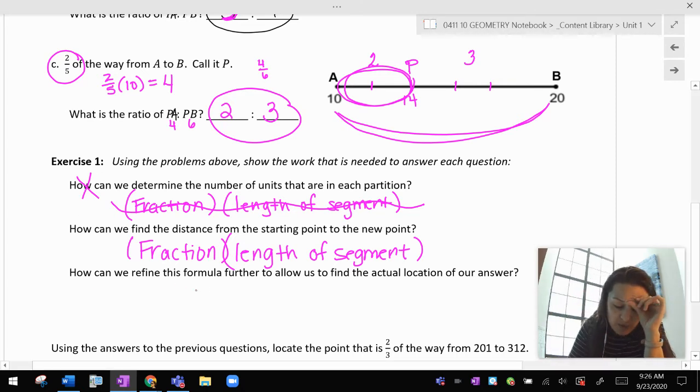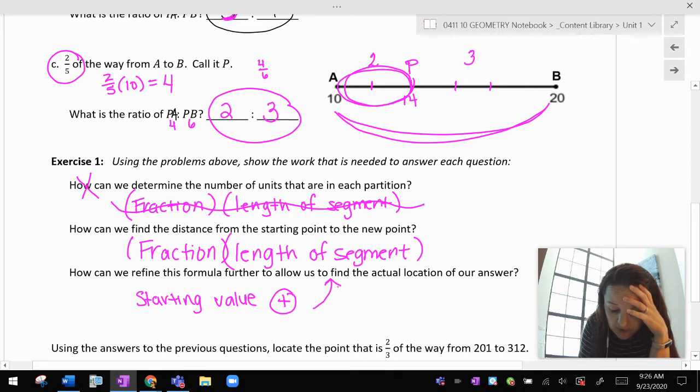How can we refine this formula to further allow us to find the actual location of our answer? We did the starting value plus this thing right above it, the fraction times the length of the segment.